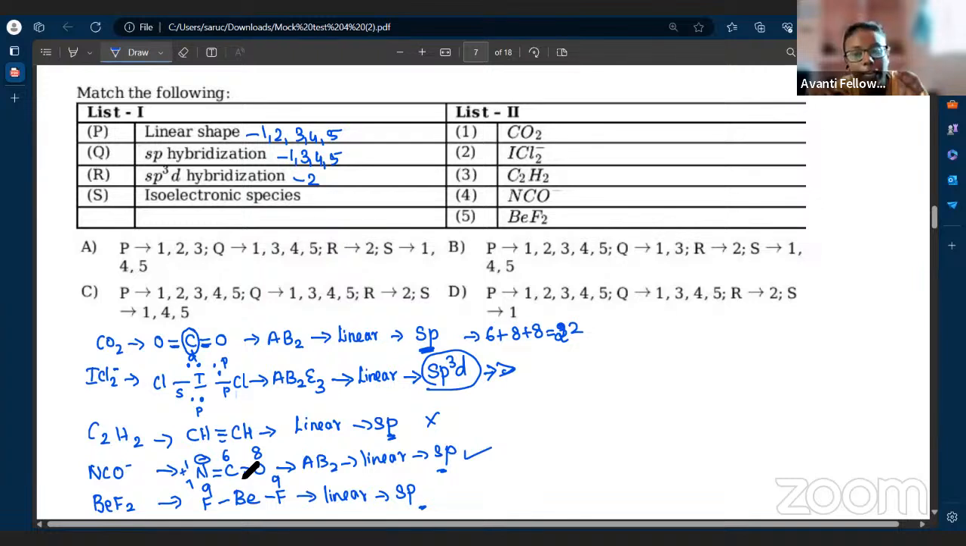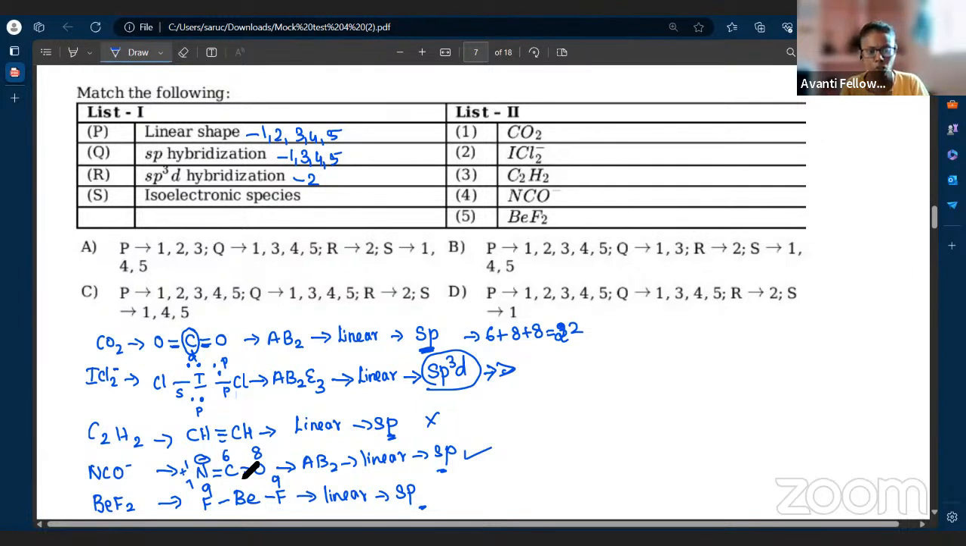Only be careful, when there is a negative charge, you have to add 1. If there is a positive charge, you have to minus 1 electron. So if it is +2, you have to minus 2 electrons. If it is -3, you have to add 3 electrons. That is the only thing you have to remember. Else you just add the atomic numbers together.